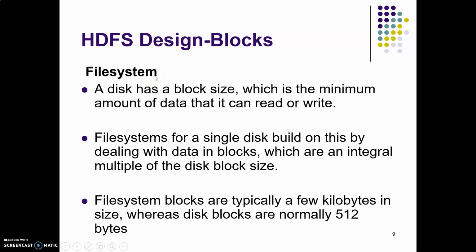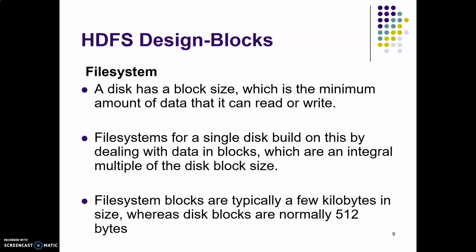Inside this, we are making use of the file system, where a disk has a block size, which is the minimum amount of data. This is with respect to the normal file system, not the HDFS. So a disk has a block size, which is the minimum amount of data that it can read or write. File systems for a single disk are built on this by dealing with data in blocks. So we see that, let it be any of the disk systems, file systems are written in terms of blocks. The file system blocks are typically a few kilobytes in size, whereas disk blocks are normally 512 bytes.